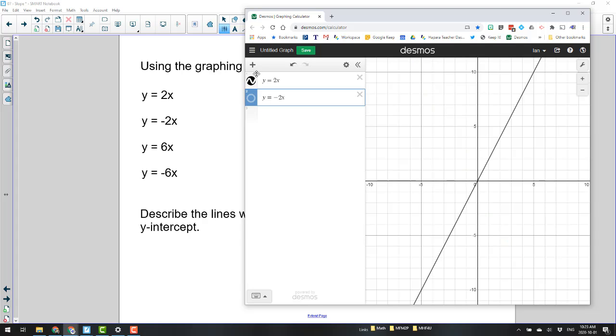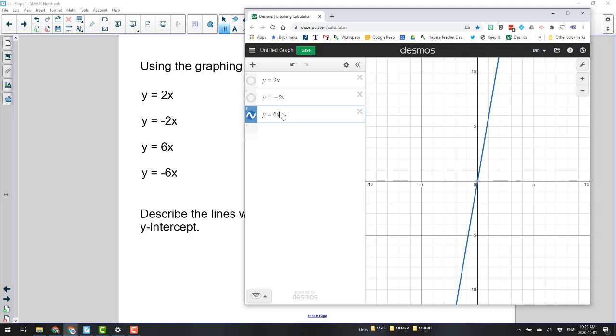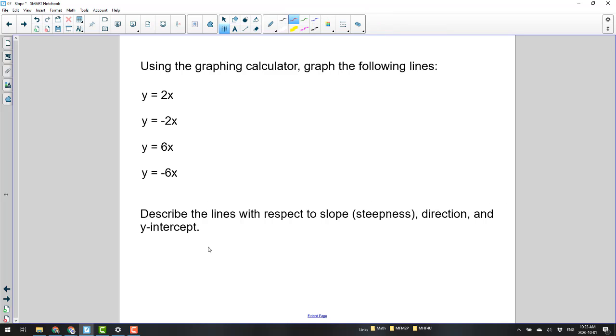Let's try those other two. Turn those off. Let's try y equals 6x and y equals negative 6x. And you can see the same thing happens. Those lines are equally steep, but the negative line is going down, the positive line is going up. So to answer this question, describe the lines with respect to the slope. They're the same slope, but they're going in the opposite direction. That's what the negative in front of your slope does.